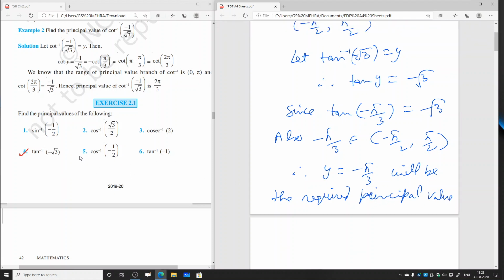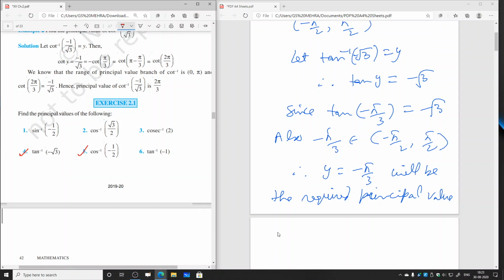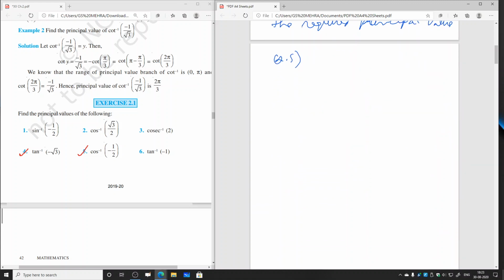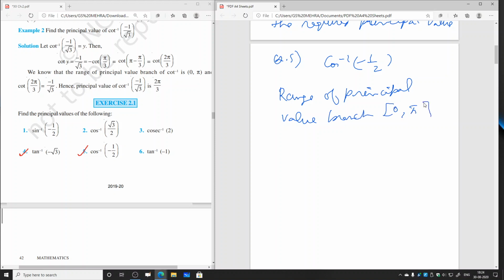Now, let us go to the fifth one. Question number 5. We are having cos inverse minus 1 by 2. For this we know that the range of the principal value branch is the closed interval 0 to pi. Now, we are having cos inverse minus half.